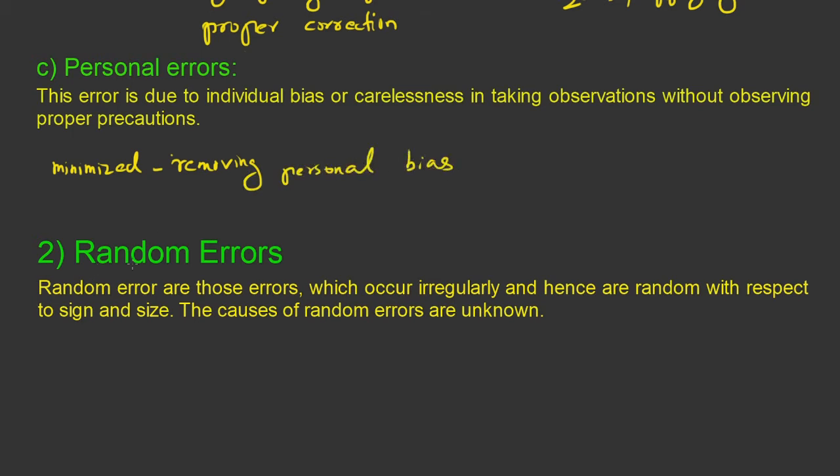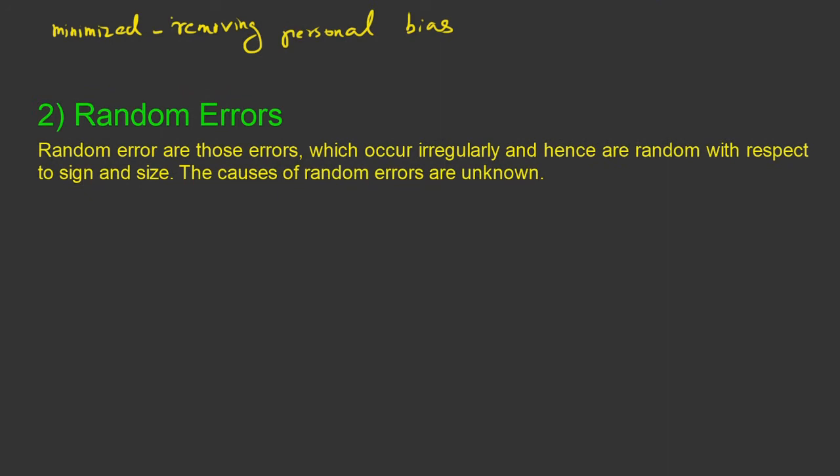The second type of error is random errors. Random errors are those errors which occur irregularly and hence are random with respect to sign and size. The causes of random errors are unknown. This can arise due to many reasons, like unpredictable fluctuations in experimental conditions. Since the reasons for this error are unknown, they cannot be avoided completely.